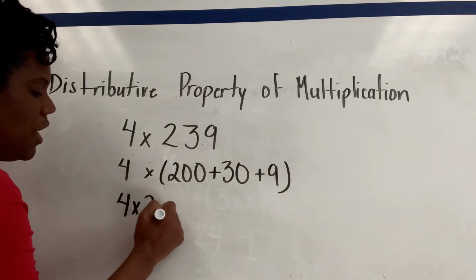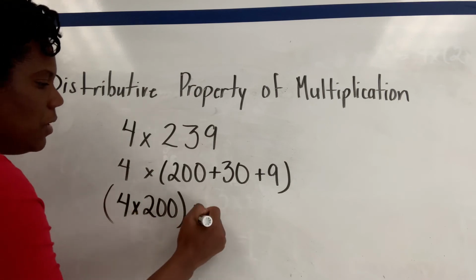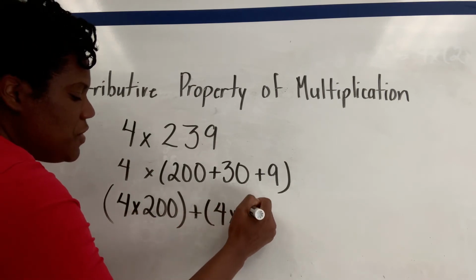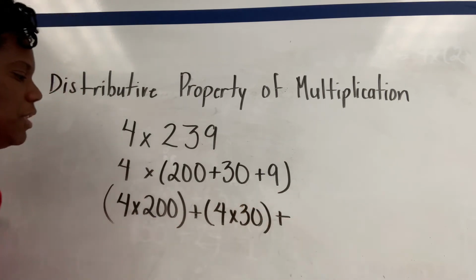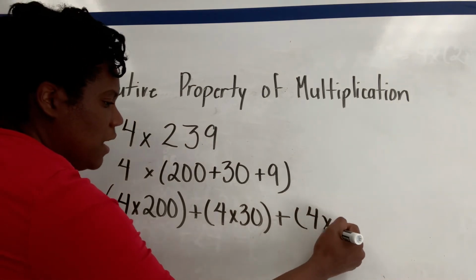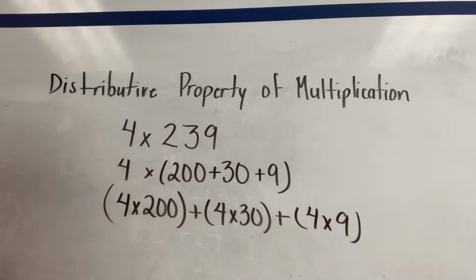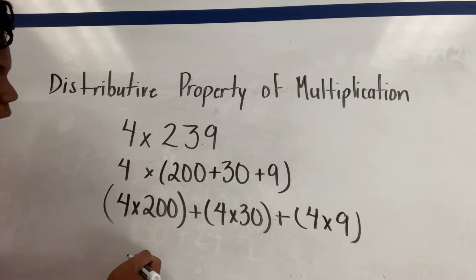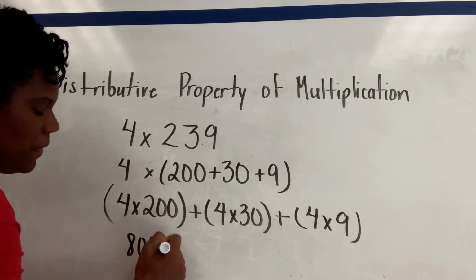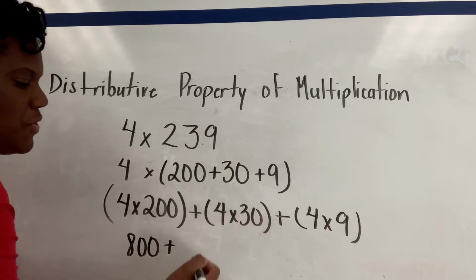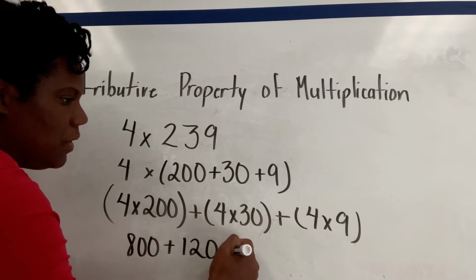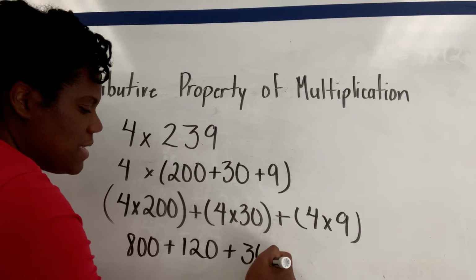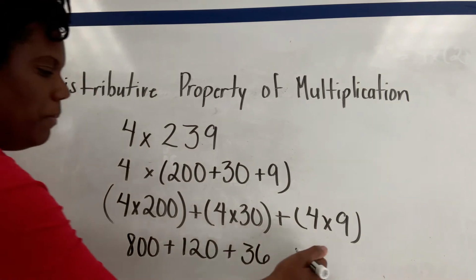4 times 200 plus 4 times 30 plus 4 times 9. Once we've multiplied, now we find the partial products. 4 times 200 is 800. 4 times 30 is 120. 4 times 9 is 36. And now we add them up.